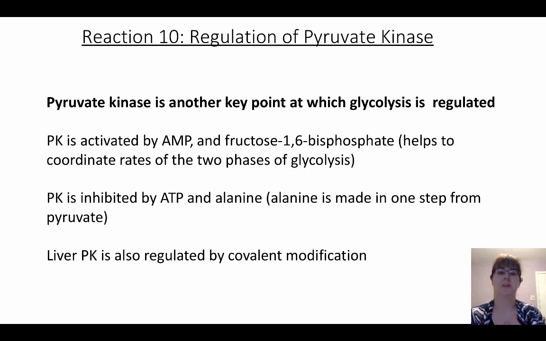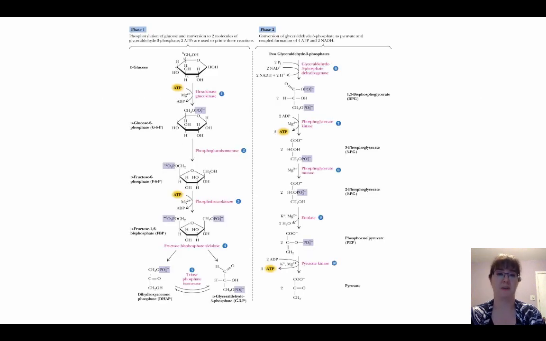Pyruvate kinase is also going to be inhibited by a high energy molecule, by ATP, and also inhibited by alanine. Alanine can actually be made from pyruvate. So again, we have that negative feedback loop to say, hey, we have enough energy, you can stop. Hey, we have enough pyruvate, you can stop now. Liver pyruvate kinase is also going to be regulated by covalent modification.